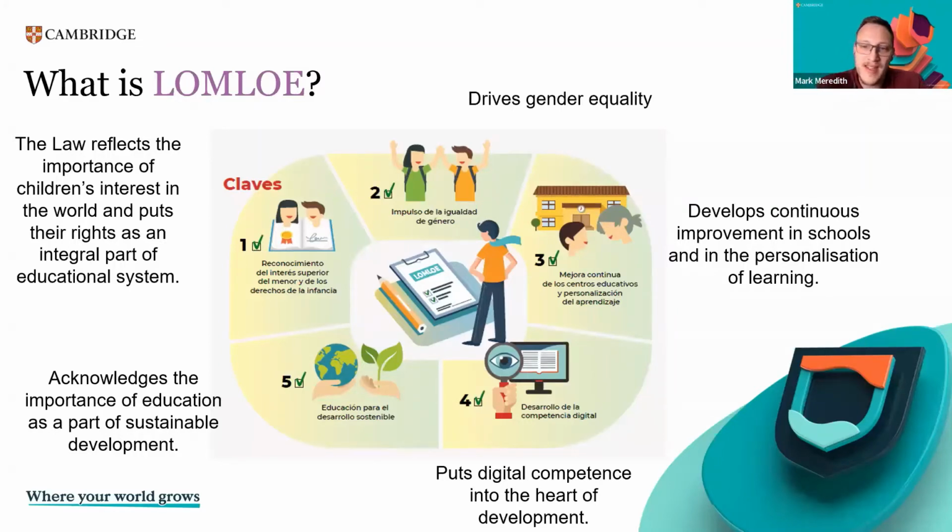Moving on, we're also thinking about how we can improve our educational centers. That is as much the schools we work in as us as teachers. How we can also make learning more personalized for our learners as well. 4 and 5, they are very much a part of our worlds already, I think, but again, now they are central. Number 4 is the digital competence. So we want the digital competence to be at the center of education. And finally, sustainable development.